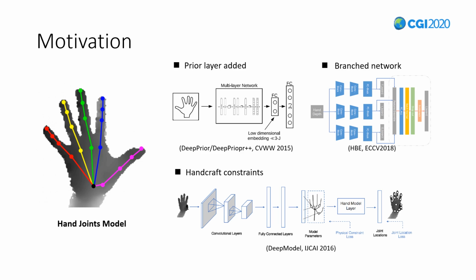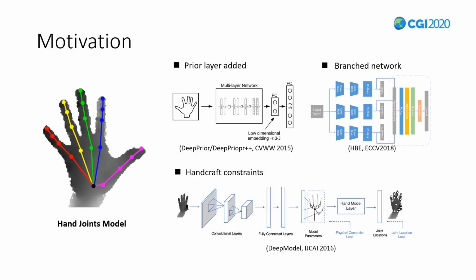Also, they calculate the prior layer through the PCA method before the network is trained. In the work DeepModel, they directly add handcrafted constraints in the neural network training.